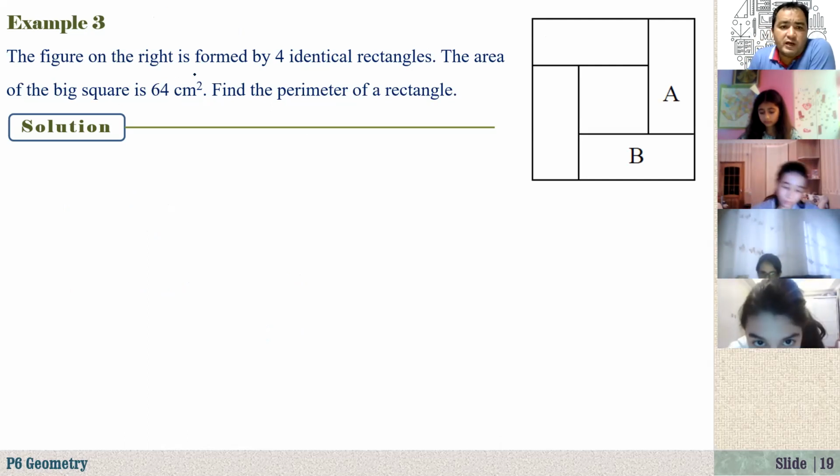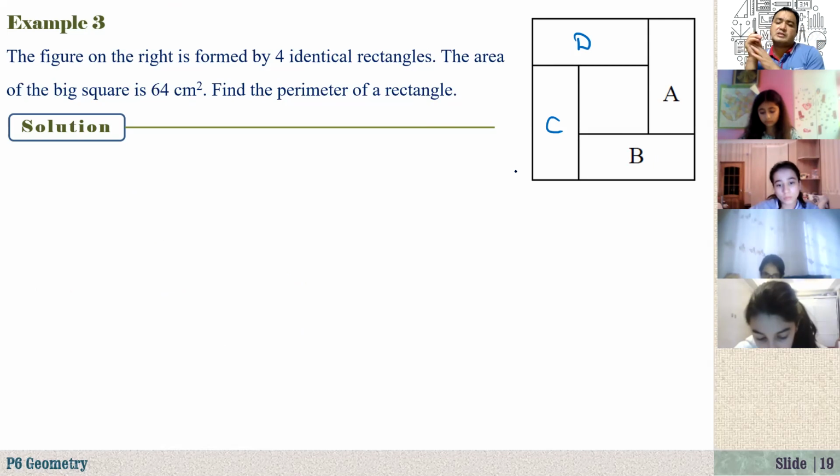The figure on the right is formed by 4 identical rectangles. As you see, this is A and this one is B. I can just continue here. This one is C and this one is D. All of these rectangles are identical. Identical means congruent. Congruent means exactly the same. So the area of the big square is 64. And big square means we are talking about the big one, right? Find the perimeter of the rectangle.